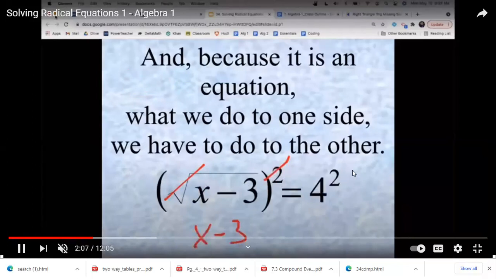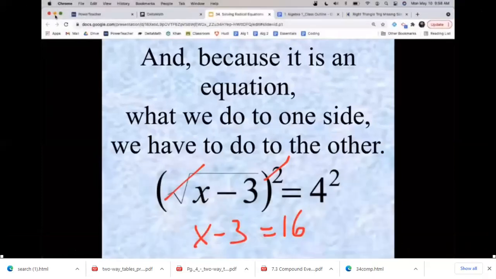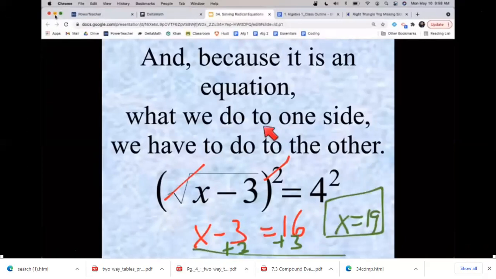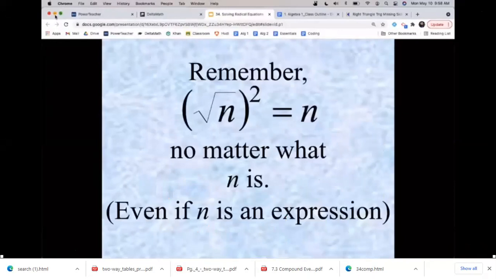4 to the power of 2 will be 16. Then x minus 3 equals 16. Now it becomes a normal equation. We will add 3 to both sides, then x will be equal to 19, right? So what was the first step again? We put power of 2 on both sides to remove the radical sign.